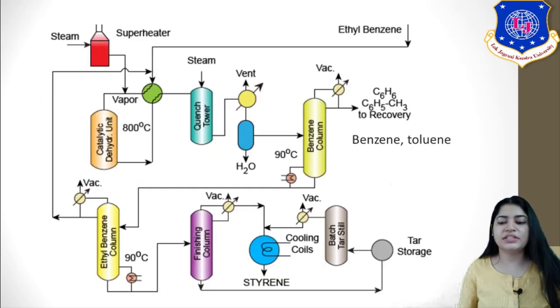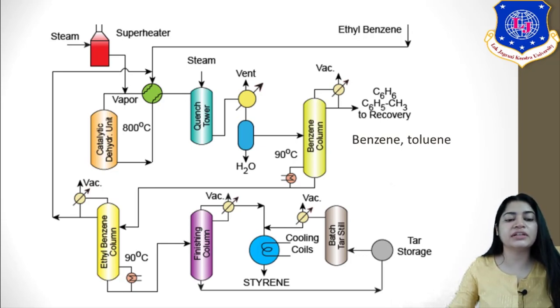The process here is simple. First of all, you are heating steam up to superheating condition. Then ethyl benzene is vaporized and sent to a catalytic dehydrogenation unit. The temperature is 800 degrees Celsius, so superheated steam is used to maintain that temperature of 800 degrees Celsius.